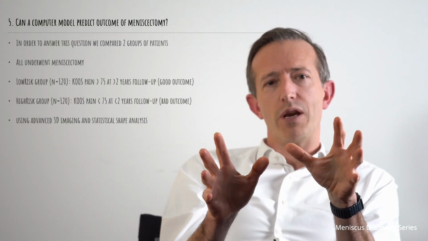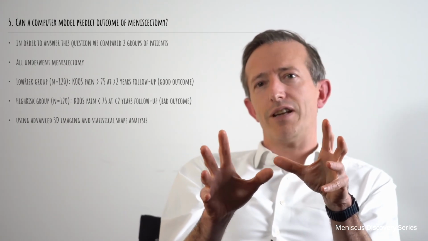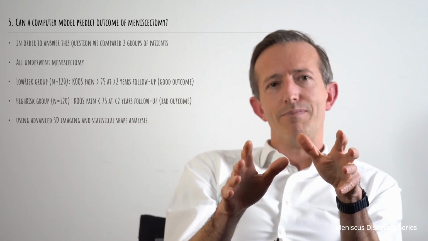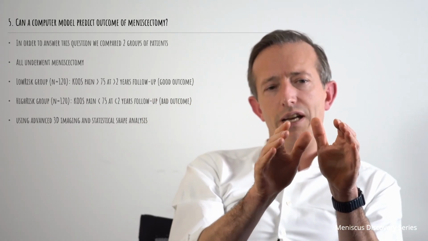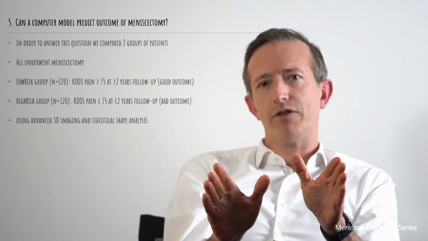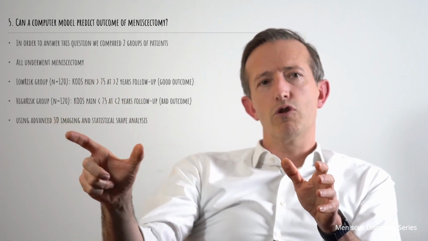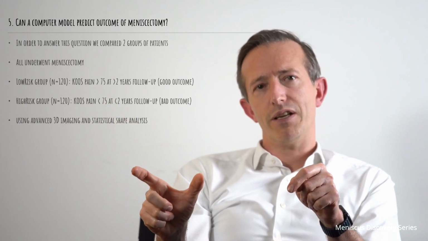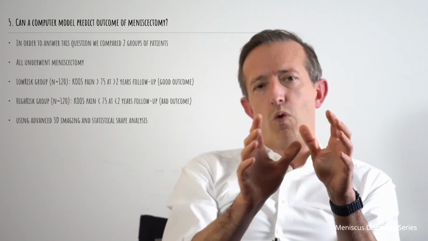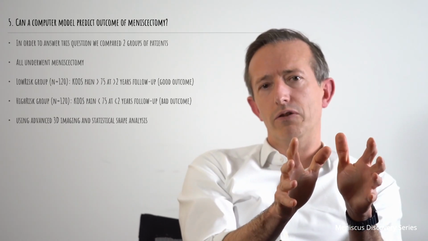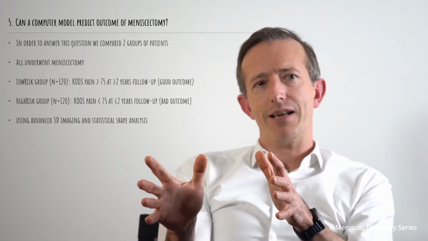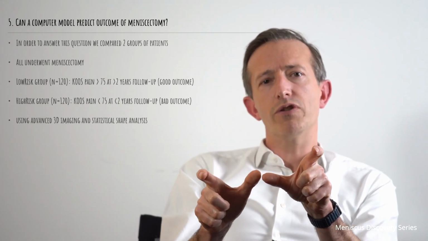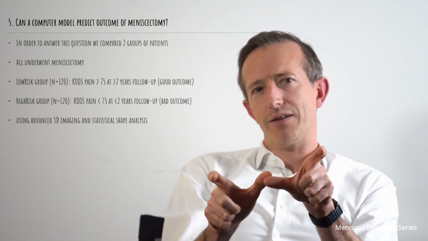So what we did is we gathered all this data from these international centers, Milano in Italy, Regensburg in Germany, Antwerp in Belgium, and we looked at a specific subgroup of patients that did perfectly fine after medial meniscectomy, and the other group of patients that developed early trouble after their partial medial meniscectomy. So one group was doing very well with the treatment, the other group was doing really badly. And so we tried to compare these two groups using three-dimensional imaging and statistical shape analysis.